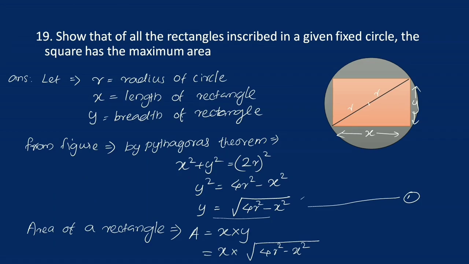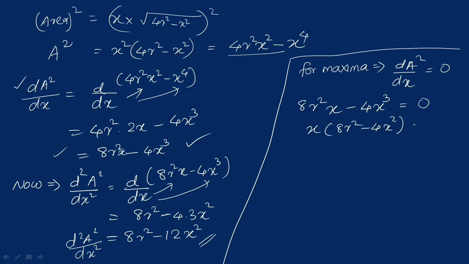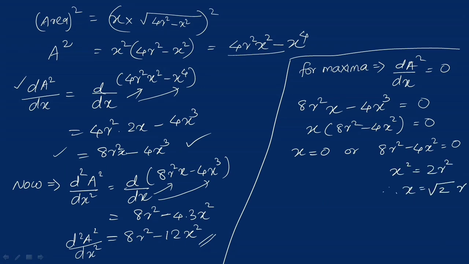To find the maximum, we will be taking d by dx of A square is equal to 0. So it is given in the question that we want to find the square has the maximum area, right? So in order to find the maxima, we will be taking d by dx of A square equal to 0. So d by dx of A square is 8r square x minus 4x cube, which is equal to 0. From this x is taken outside, so x into (8r square minus 4x square) is equal to 0. So from this x is equal to 0 or 8r square minus 4x square is equal to 0. From this x square is equal to 2r square or x is equal to root 2 into r. So we have two values for x, that is 0 and root 2 r.